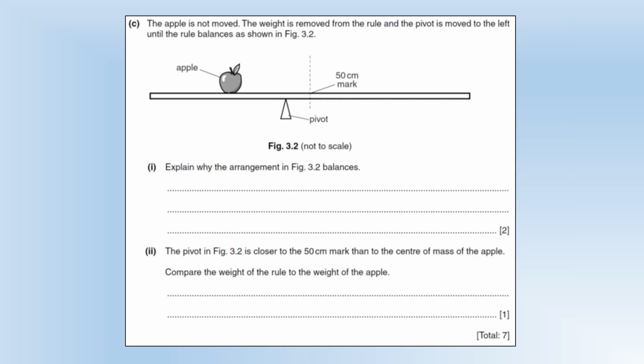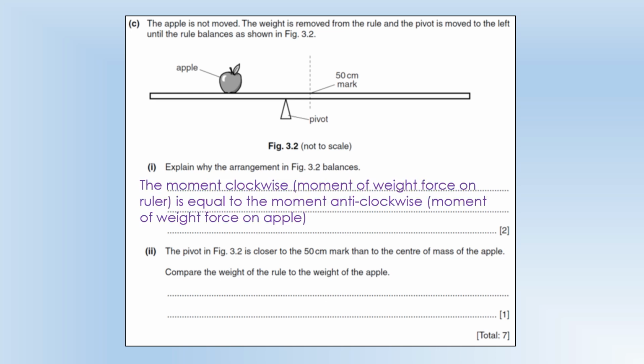Okay, the apple is not moved, the weight is removed from the rule, and the pivot is moved to the left until the rule balances as shown. Okay, explain why the arrangement in the diagram balances. So the key is the weight force of the ruler itself now provides the clockwise moment. So the moment clockwise, the moment of the weight force of the ruler itself, must be equal to the moment anti-clockwise, which is the moment of the weight force on the apple.